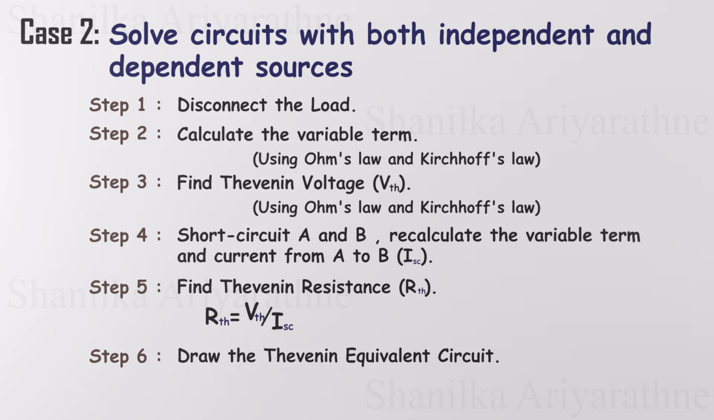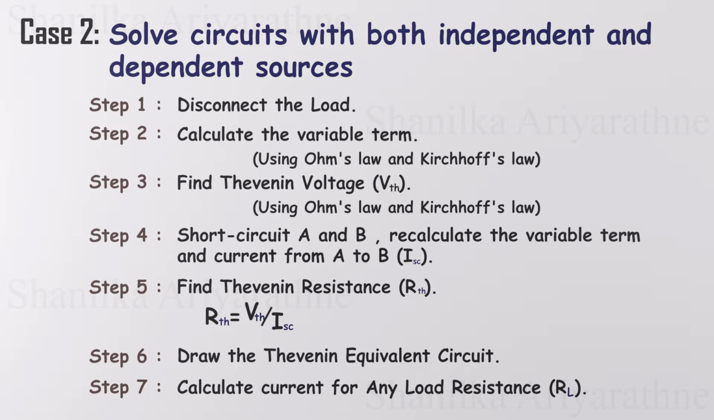With Thevenin voltage and Thevenin resistance calculated, you can now draw the Thevenin equivalent circuit. It consists of a single voltage source in series with a resistor. Now that the circuit has been simplified to a Thevenin equivalent, you can connect any load resistor to this circuit and easily calculate the voltage across and current through the load using Ohm's law. This process efficiently handles circuits with both independent and dependent sources, allowing for easy analysis of the load's behavior.